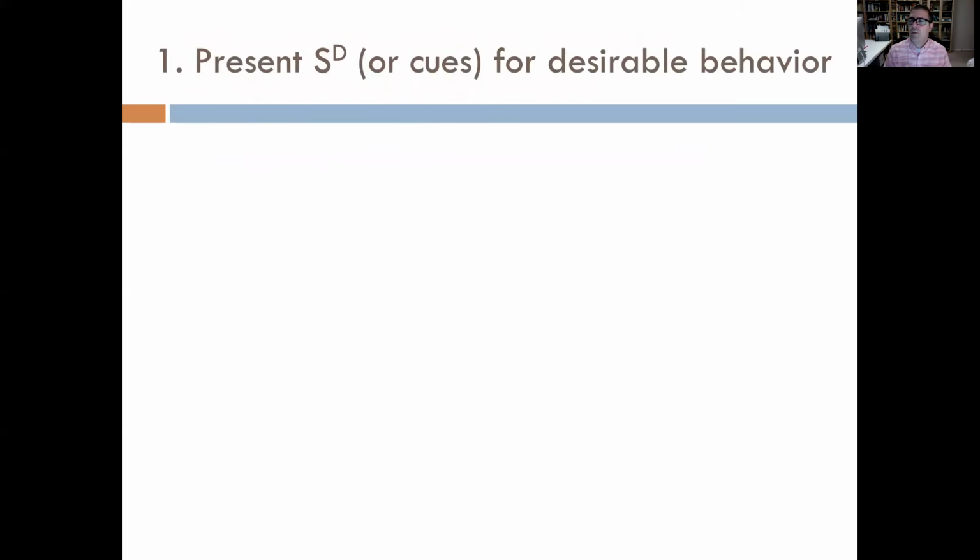So let's first talk about the category of manipulating discriminative stimuli. Remember, problem behavior occurs because it has produced reinforcement in the past. But does it produce reinforcement every time it occurs? Likely, like any other behavior, the problem behavior only produces reinforcement under certain conditions, right? Not every time it occurs, and maybe it has to occur at certain locations. Maybe certain locations are more likely to evoke the problem behavior.